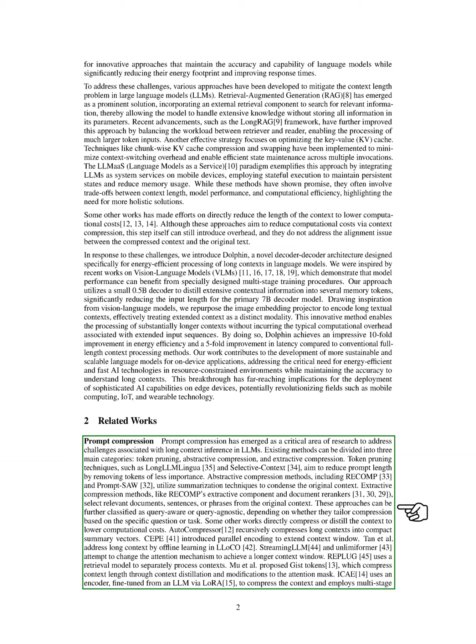models. Current methods fall into 3 categories: token pruning, abstractive compression, and extractive compression. Token pruning techniques aim to shorten prompts by removing less important tokens. Abstractive methods condense the original context through summarization, while extractive methods select relevant parts from the original text. These can be query-aware or query-agnostic, depending on whether they adapt to specific tasks. Additionally, some works focus on compressing or distilling context to lower computational costs. For instance, autocompressor compresses long contexts into summary vectors, while other methods modify attention mechanisms to extend context windows.